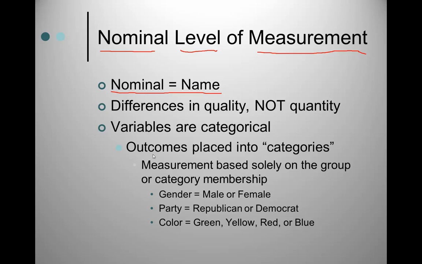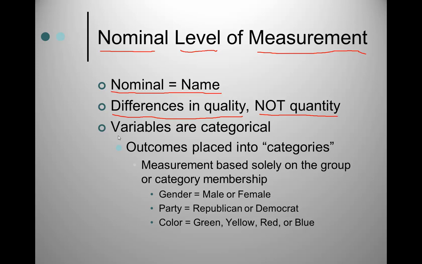Nominal level information has differences in quality, not quantity. One person is no better than the next. And so if you have a bunch of names of students, that name is associated to a person. Doesn't matter how many of them you got, one name to one person.